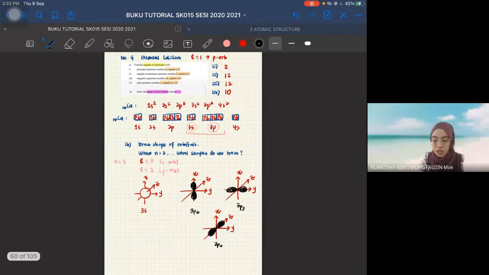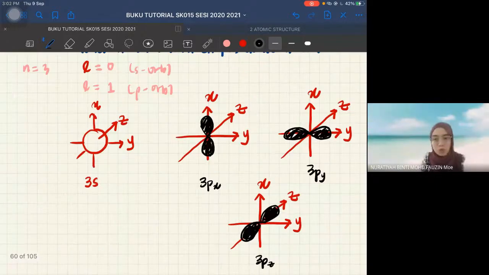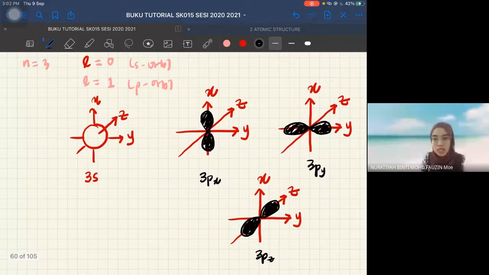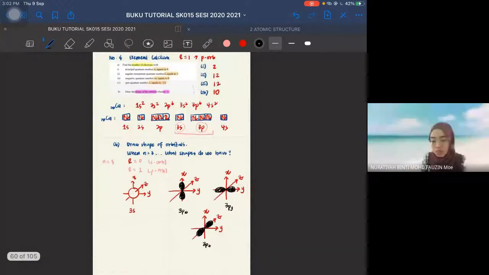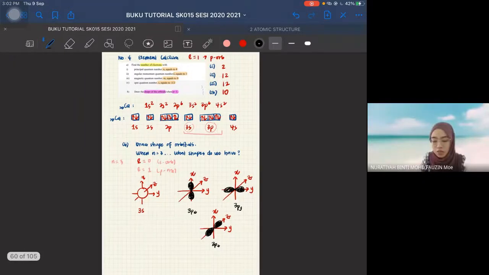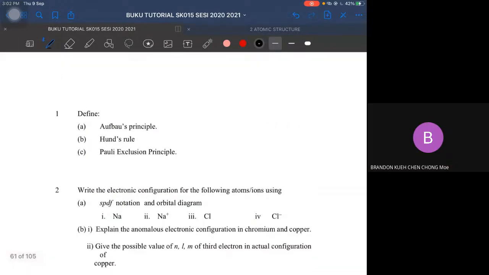For the d orbitals, there are more of them, depending on how many electrons. Okay, next. Miss? Yes.